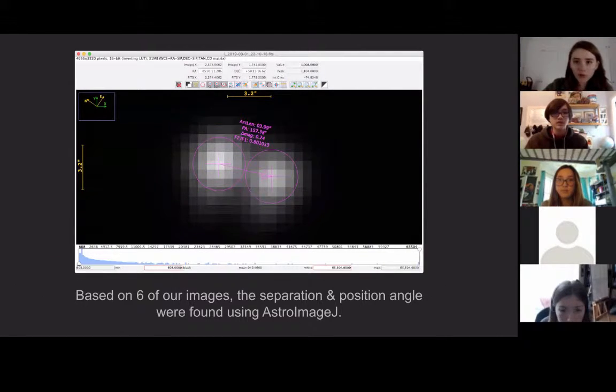In order to find the separation and position angle of STF-619, we analyzed 6 of our sharpest images in AstroImageJ. Here's a screenshot of the photos being analyzed.